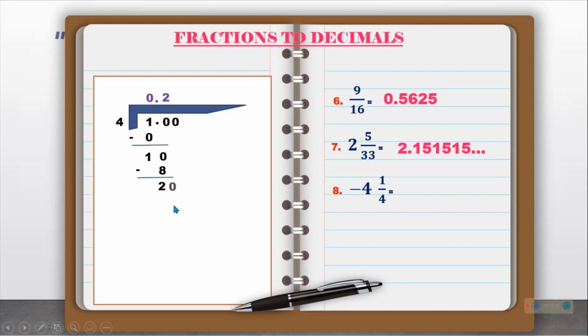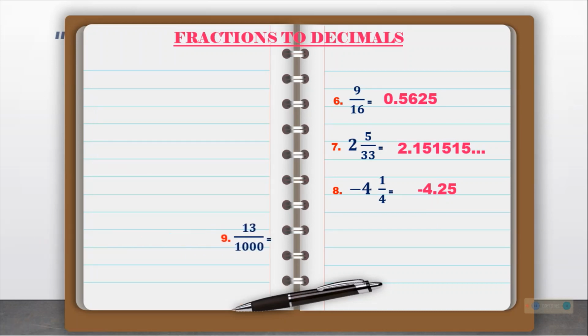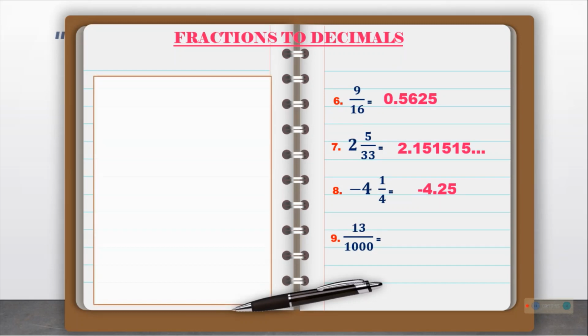Add again 0, then bring down 0. 20 divided by 4 is 5. 5 times 4 is 20. 20 minus 20, 0. So, yung negative 4, ilalagay lang din po natin doon. Then, idadagdag natin yung 0.25. So, that is the final answer. Negative 4.25. Another one, we have 13 over 1,000.